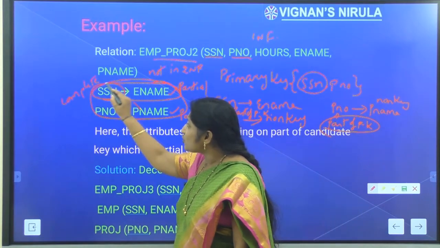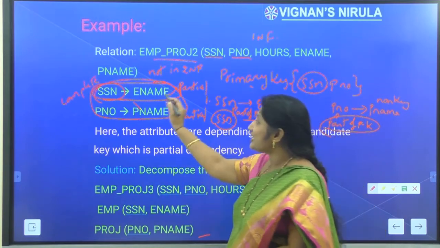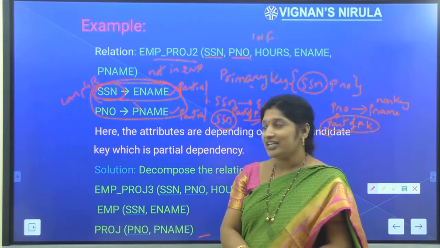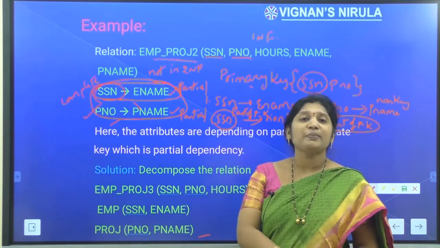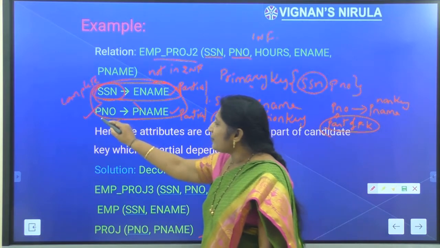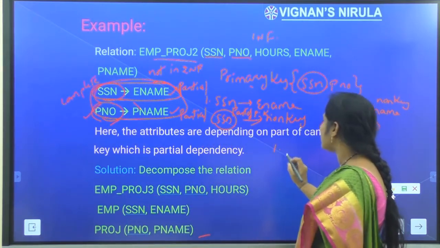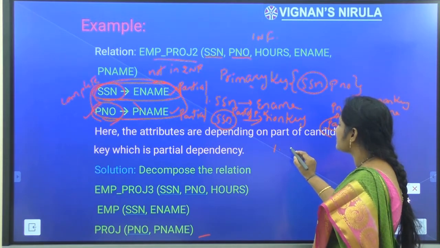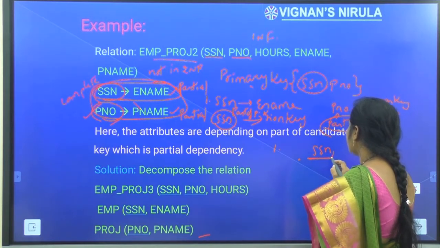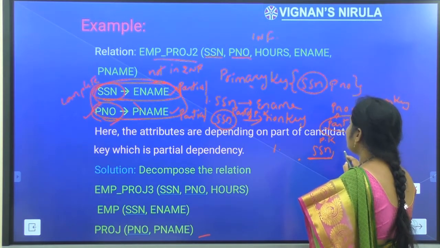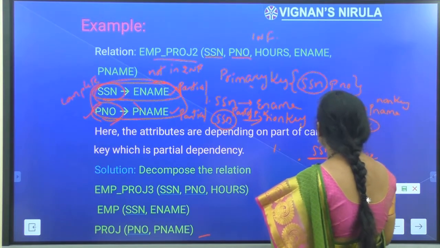So the left hand side should be the entire primary key. SSN should be made as the primary key of your table in which E name is a non-key. While in order to make the second FD, P number implies P name, as complete, you should make P number the entire key but not a part of the primary key. So the first table should consist of the attribute SSN, which should be the primary key, and E name as the non-key attribute.